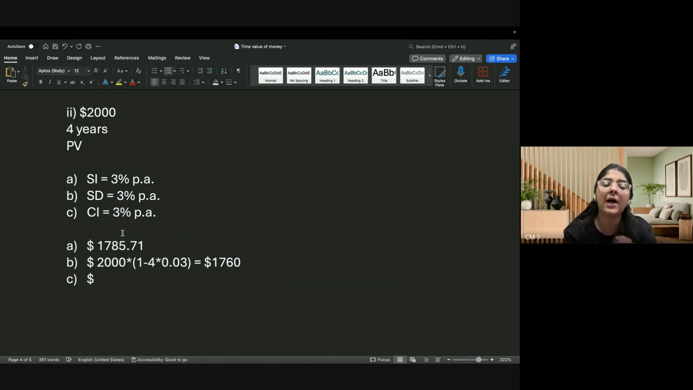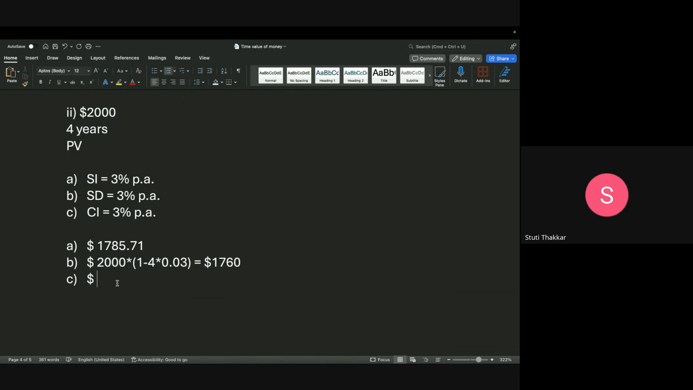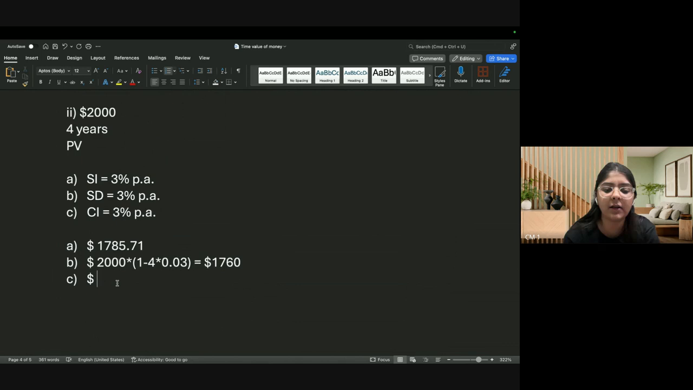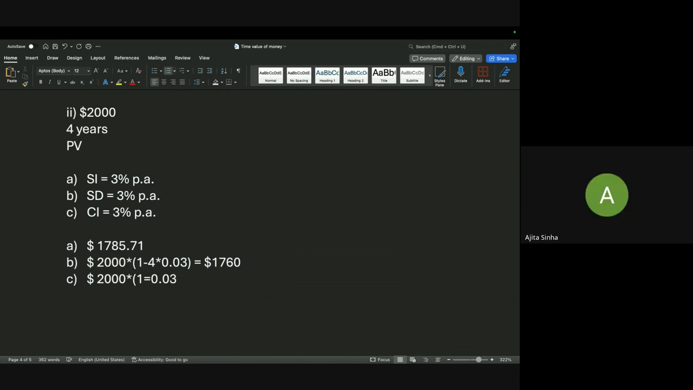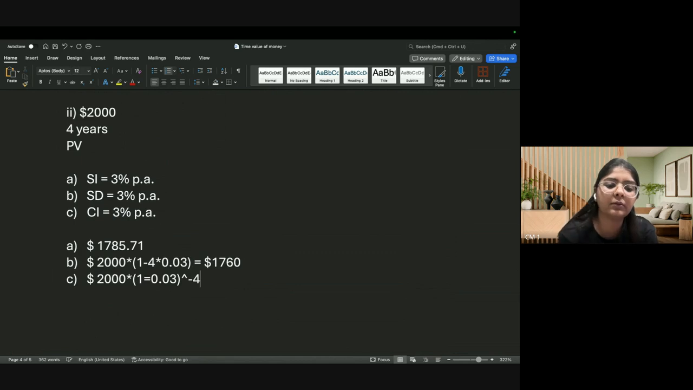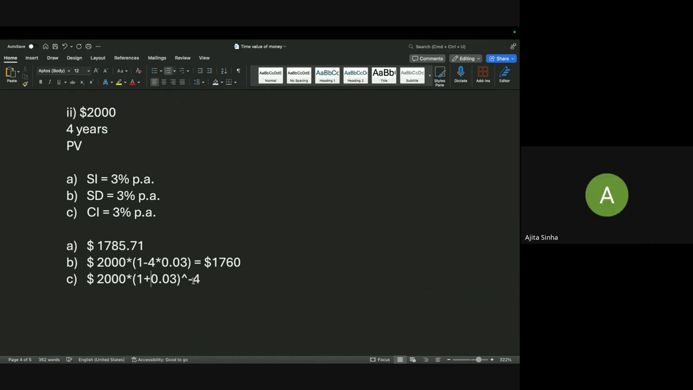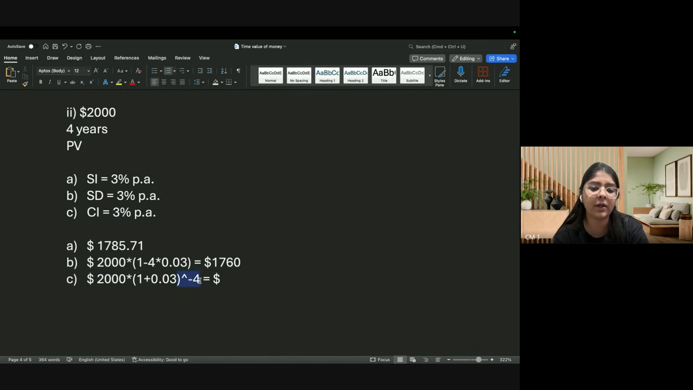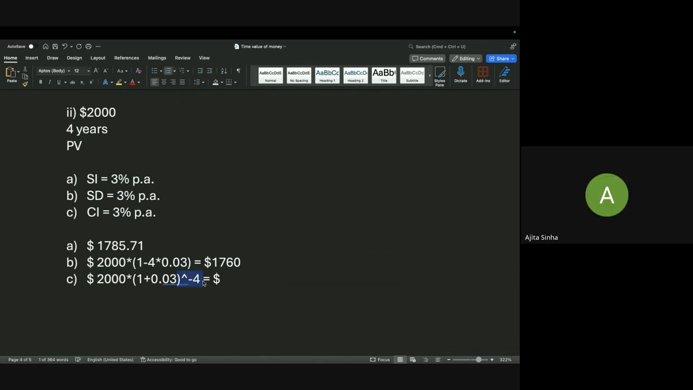Now the last part, you have to calculate PV using compound rate of interest. Again, you have to use the discounting factor for compound interest, which is 1 plus I raised to the power minus N, correct? So 2000 into 1 plus I raised to the power minus 4. It is 2251.02. This is 2200. Have you done the minus 4 thing? Yeah, minus 4 I have done.